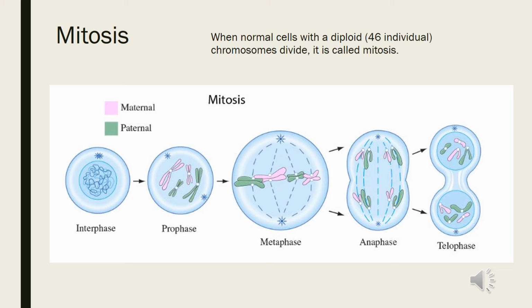And the last phase is telophase, and that is where the chromosomes begin to unravel and a nuclear envelope forms. The nucleoli form, and then you end up with two cells.